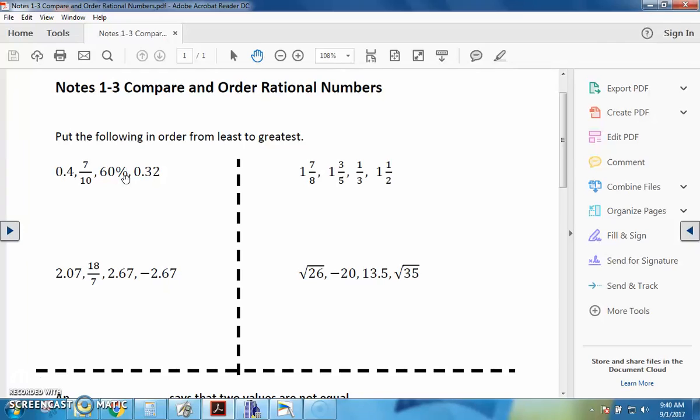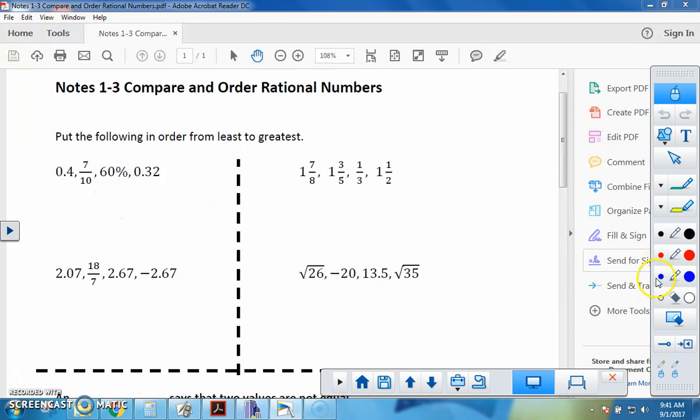When we made our foldable, we talked about converting fractions to decimals to percents. Okay? So if you look at fraction, decimal, percent, no matter what I give you, you're always one step or less away from a decimal. So when we put things in order from least to greatest, we're always going to convert them into decimals. If we take a look at the problem here, we have 4 tenths. That's already a decimal. So we look at 7 tenths. That's a fraction. We need to change that to a decimal.